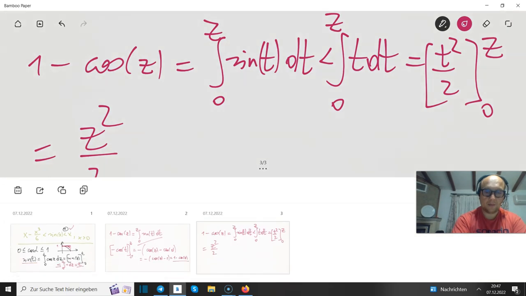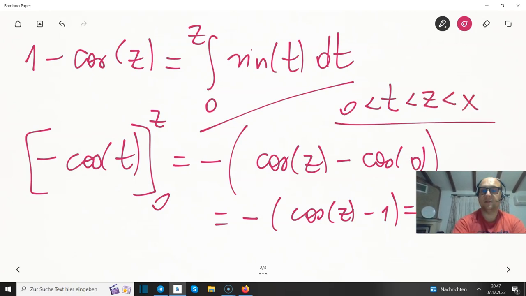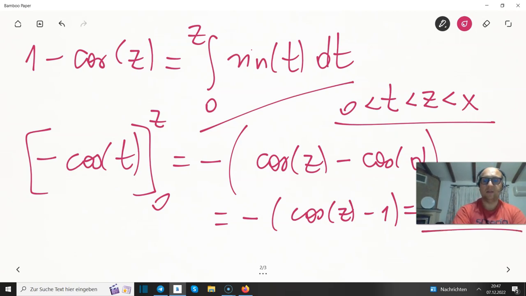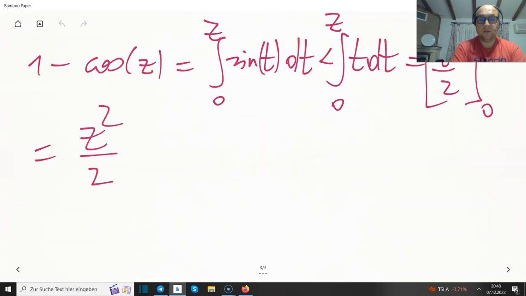Do I have to say something about x and z and t and all that kind of stuff? Yes, I do. I would say 0 is less than t, less than z, and less than x. This is how we are taking it, just in order to make it fit somehow. Obviously I'm only interested in x values greater than 0. Okay, so we now have this one.